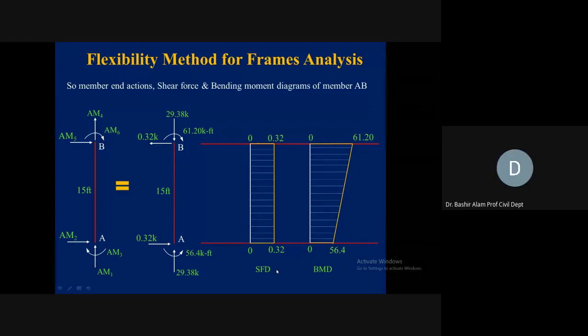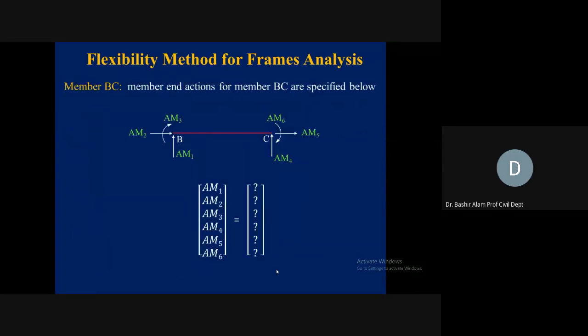Okay, now we go to member BC and we will repeat the same procedure. So this is member BC, again upward, rightward, clockwise, upward, rightward, and clockwise. These are the member actions. At each end, we have 3 unknowns. So these are now my positive directions and these are the labels. So 6 member end forces are unknown.